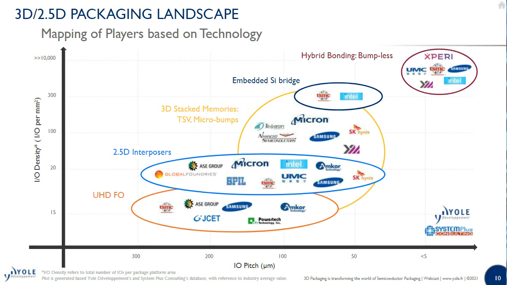Big players like Samsung, Intel, and TSMC have successfully tapped into this high-end performance packaging market, and they are achieving a much faster time to market than OSAT at an unprecedented level.